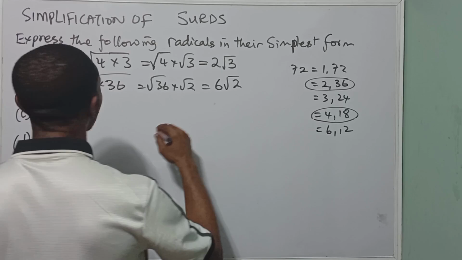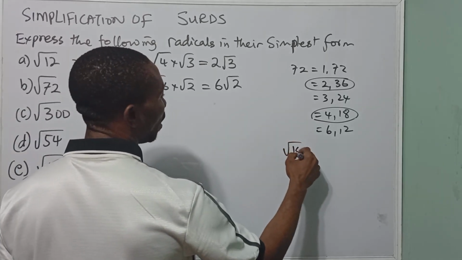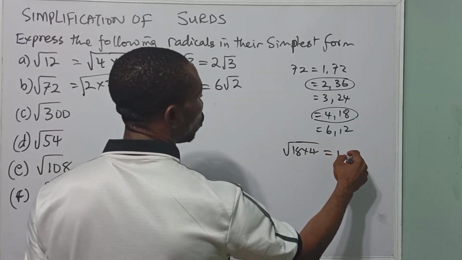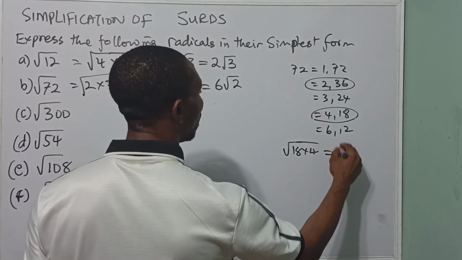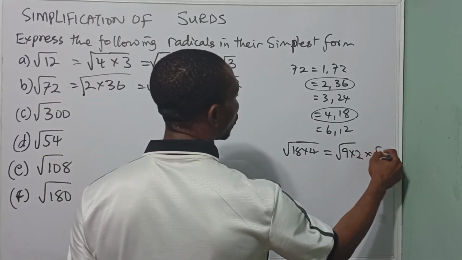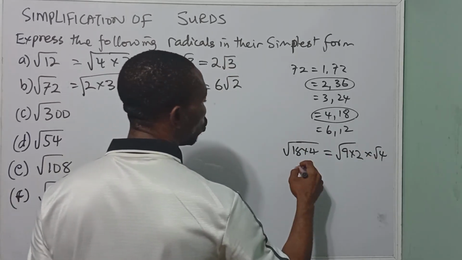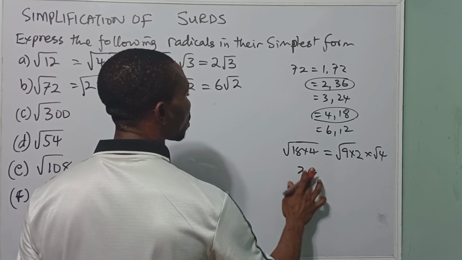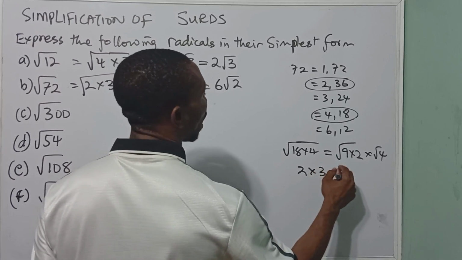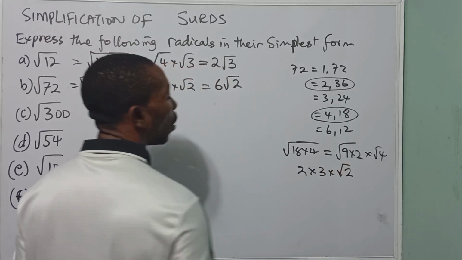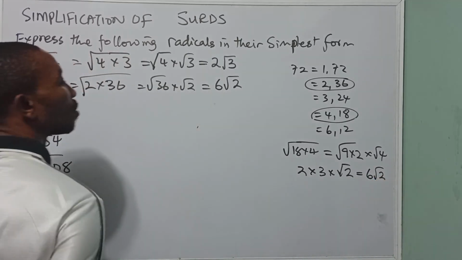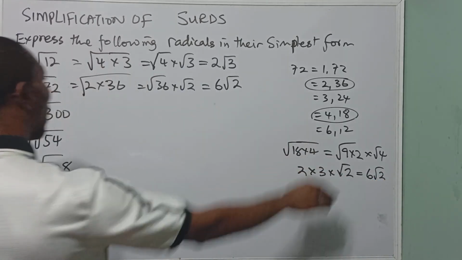If we use root 18 times 4, this will give us what? Root 18 will become 9 times 2, still breaking it down, times root 4. And root 4 we know is 2, and this times root 9, which is 3, times root 2. So 3 times 2 will give us 6 root 2, which brings us back to the same answer. Alright, that's that for that.